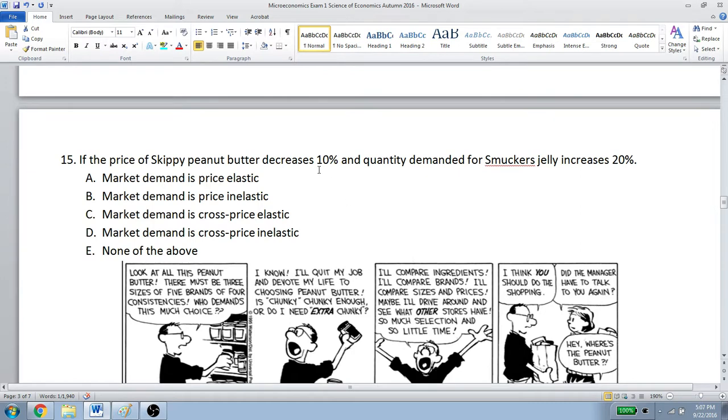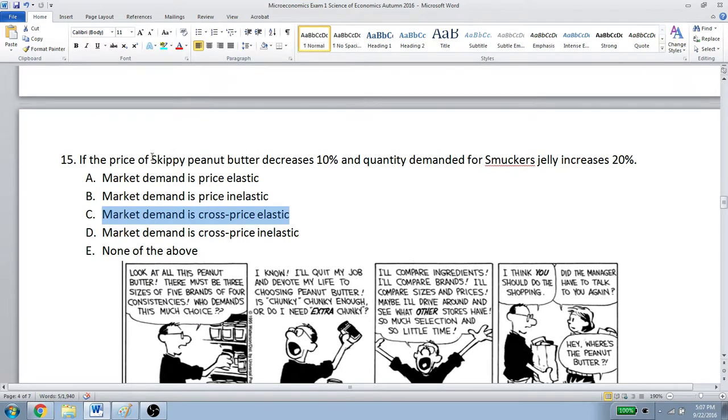If the price of Skippy peanut butter decreases 10% and quantity demanded for Smucker's jelly increases 20%, then we see that Skippy peanut butter and Smucker's jelly are related to each other in an elastic way. We could say a cross-price elastic because there's a decrease in the price of peanut butter. Peanut butter got a little cheaper, and people ended up buying a lot more jelly. So that's what we mean by elastic. We poked the jelly market a little bit, and we got a lot of response out of the jelly market. So that's elastic, price elastic. Market demand is cross-price elastic. That's the answer, C right there.